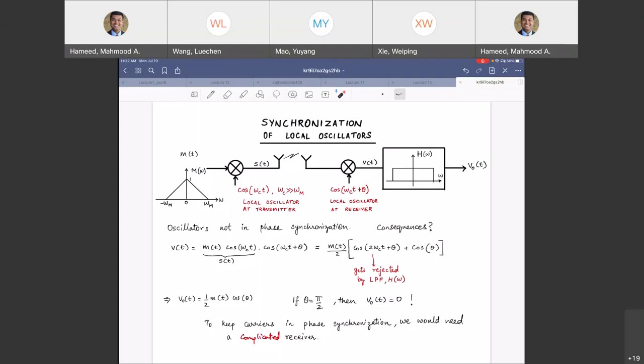Same frequency, easy to get. Same phase, extremely difficult. So you need some sort of a complicated receiver, which is based off of a phase locked loop, which essentially tracks the phase of a signal. Right? So if the signal moves away, you sort of adjust to that and come to it. In an iterative, loop by loop manner, you try to lock on to the phase of the incoming signal.